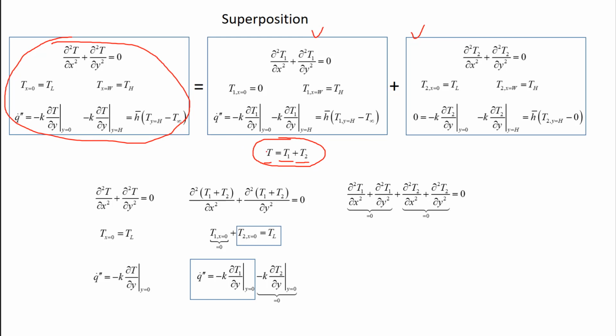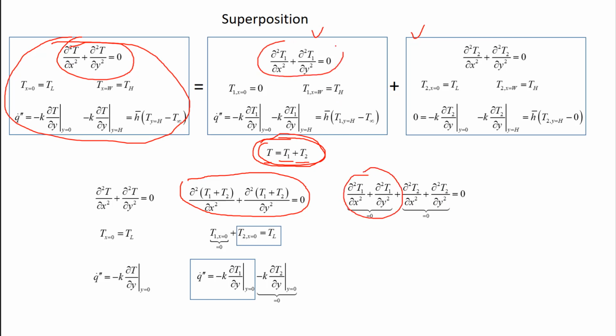So for example, if I take this substitution and I substitute it into my original differential equation, which I did here, right, then I get d squared T1 dx squared plus d squared T1 dy squared plus d squared T2 dx squared plus d squared T2 dy squared is equal to 0. Well, this being equal to 0 is what I used for my T1 problem. This being equal to 0 is what I used for my T2 problem, so sure, that's going to work, right?